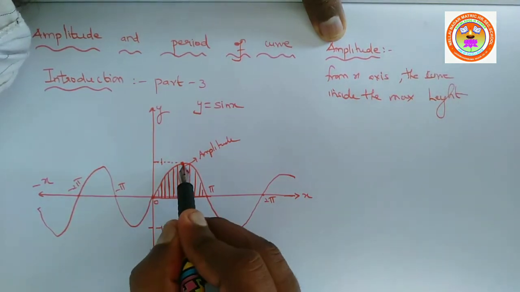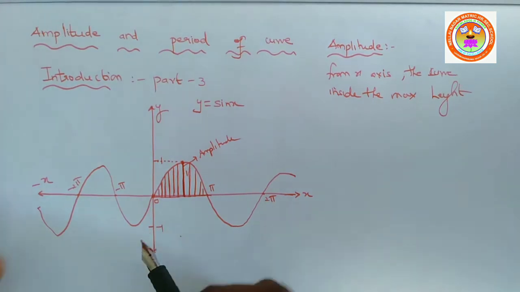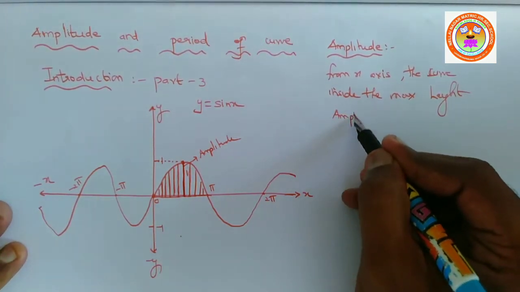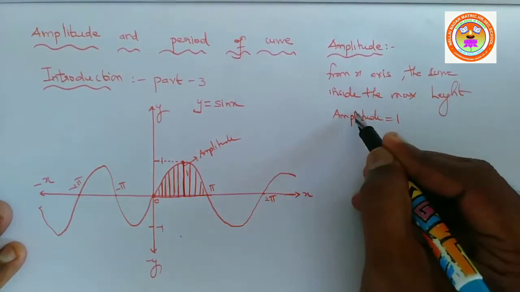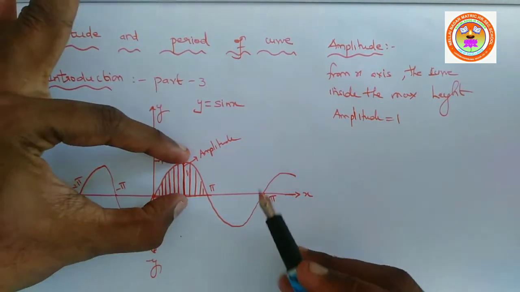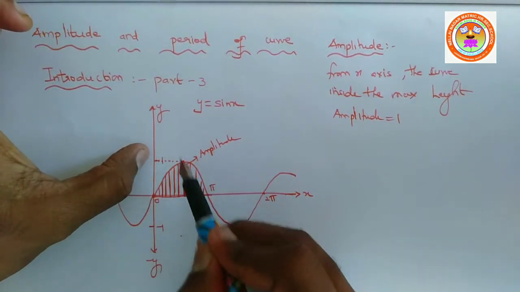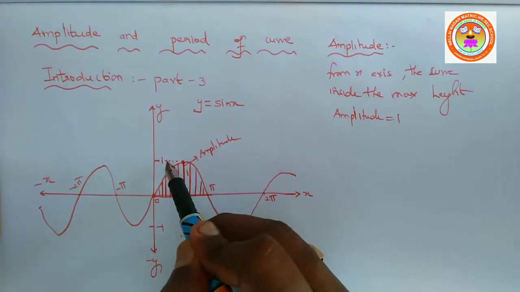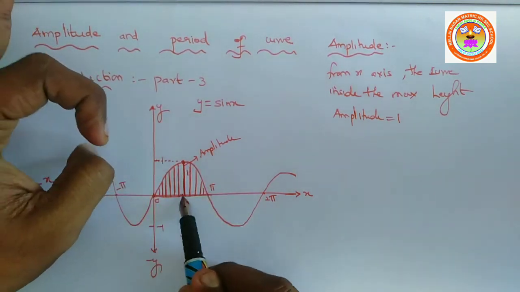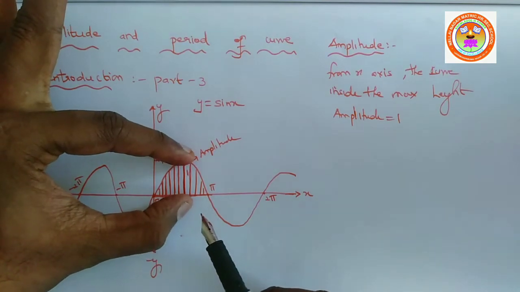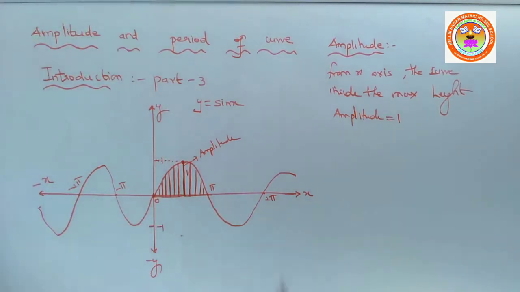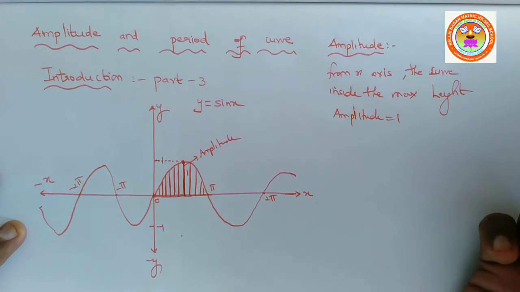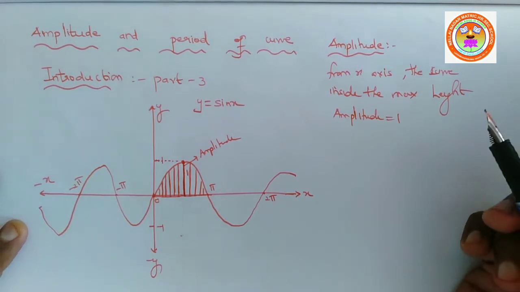This is the maximum height. Therefore, amplitude is equal to 1, because this is a maximum. The range is 1, you know. It can't move above 1, it can't be below 1. If it's a maximum, surely it is going to be 1. This is the x-axis, this is the y-axis. Amplitude is going to be 1. The height can also be said as a distance, no problem.